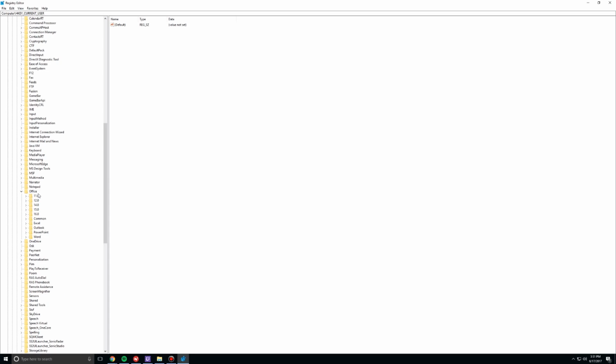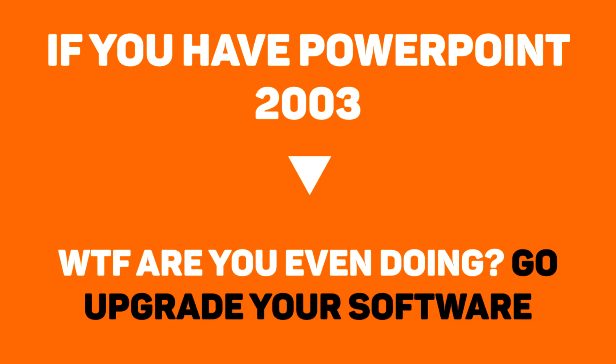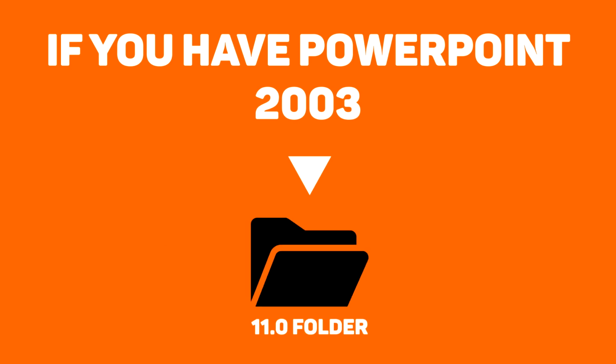And then this is where it gets interesting. Depending on the version of PowerPoint that you have, you might have to open up a different folder. For me, I have Microsoft PowerPoint 2016, which means I'm going to be using the 16.0 folder. If you have Microsoft PowerPoint 2013, open up the 15.0 folder. If you have PowerPoint 2010, open up the 14.0 folder. If you have PowerPoint 2007, open up the 12.0 folder. And if you have PowerPoint 2003, please stop living under a rock and upgrade your software. Also, open up the 11.0 folder.